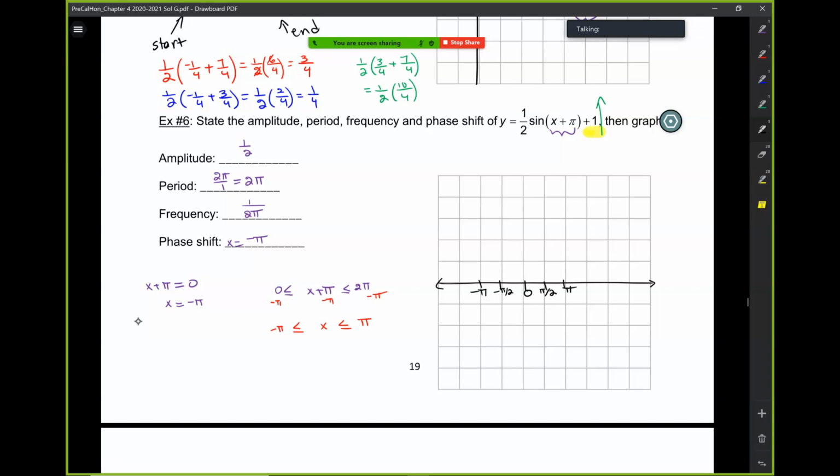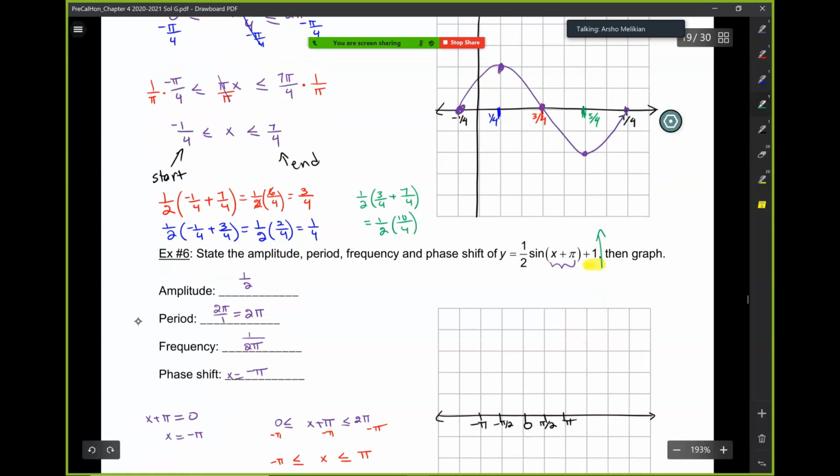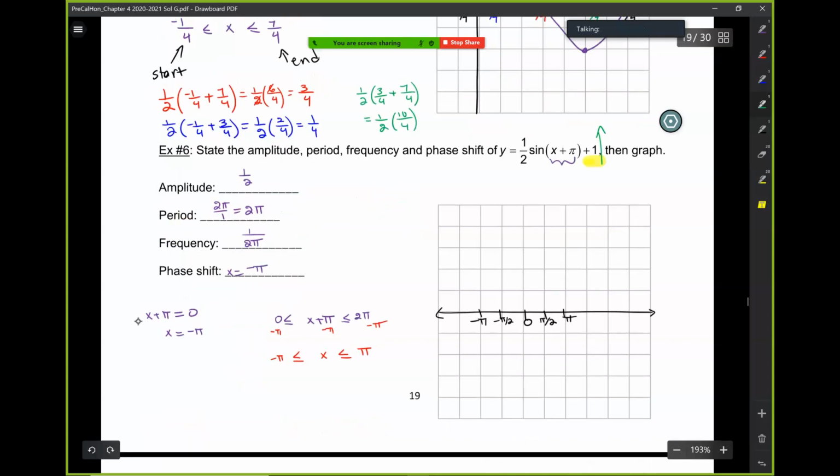Okay. Check out what the difference here is. Until now, all of our graphs had been oscillating around the x-axis. That was the axis of oscillation. Now, there is a vertical shift of 1. That means the axis of oscillation moves up 1. So I go to here, 1. That is going to be my y equals 1. And I put in my new axis of oscillation.